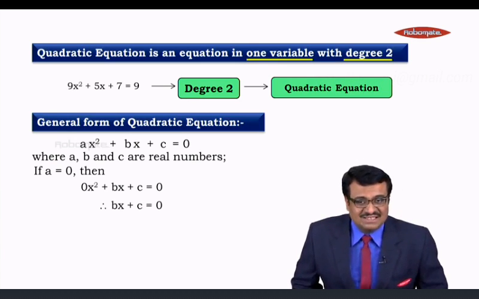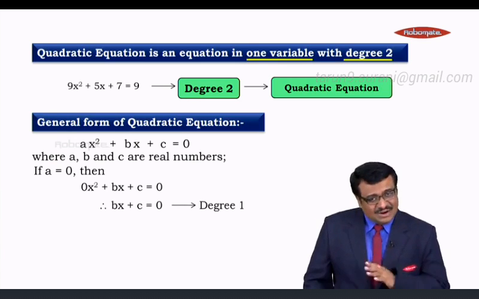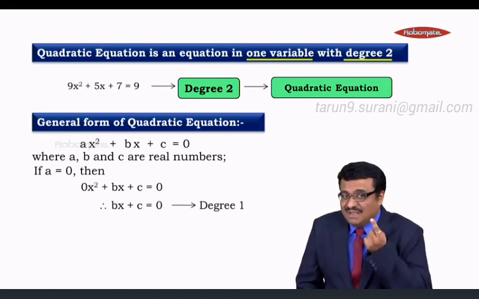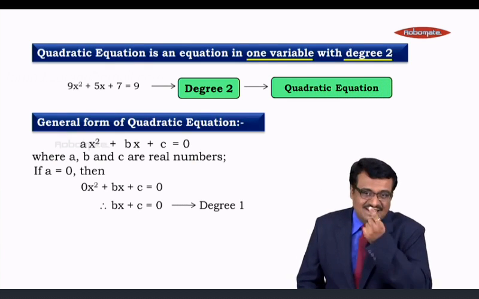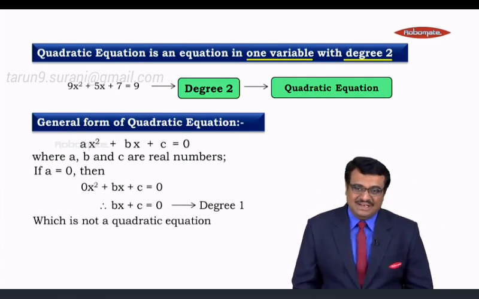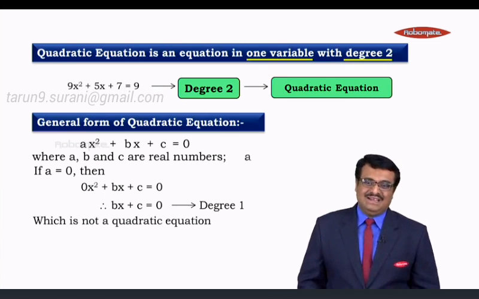You are left with bx plus c is equal to 0. Then, is it a quadratic equation? No, because the degree becomes 1. bx means x raised to nothing, which means it is 1. Degree is 1. So, we say it is not a quadratic equation.